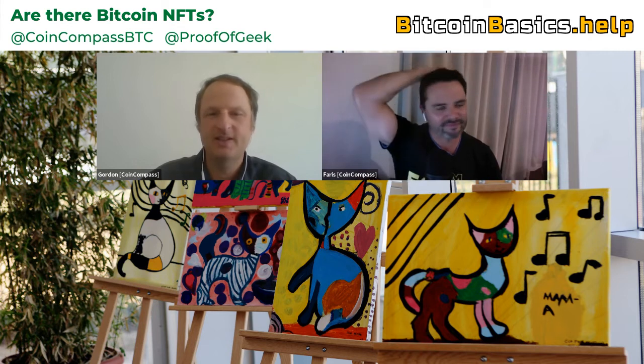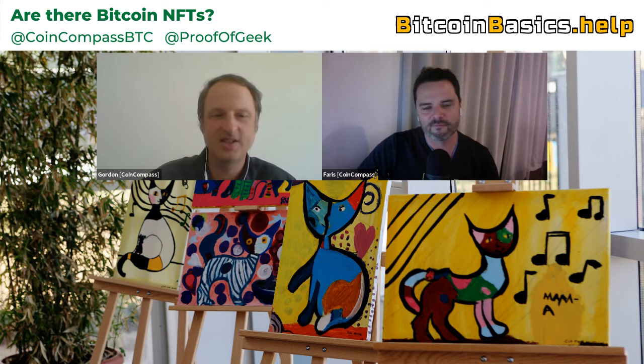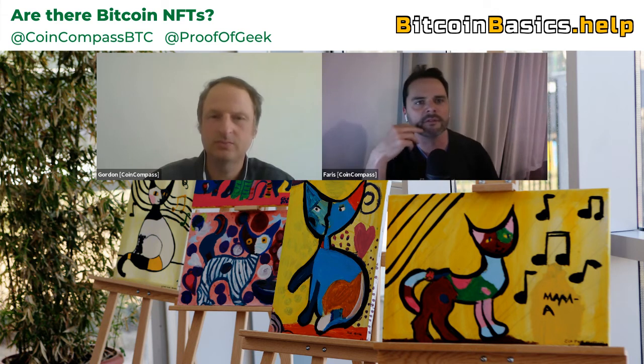Last but not least, Faris, because everyone's talking about Ethereum and smart contracts and NFTs, ICOs, and all other three-letter acronyms, what about Bitcoin? Can you have NFTs on Bitcoin? Yeah, I don't see why you can't, because when you send a Bitcoin from one person to another, you can actually have a message in there. You can include attachments. So I don't see why you couldn't.